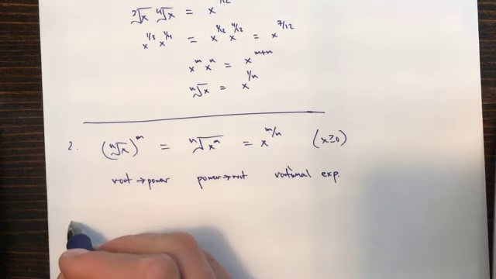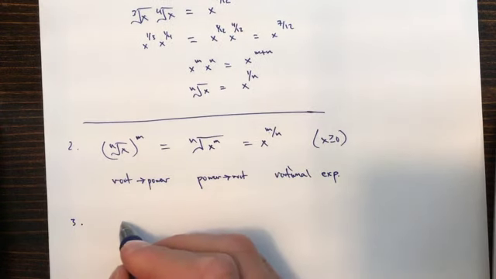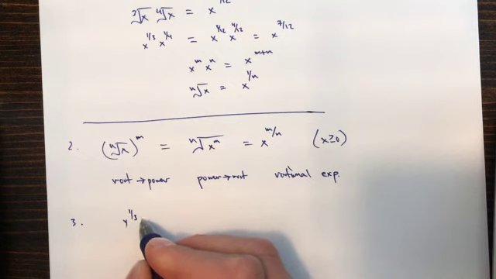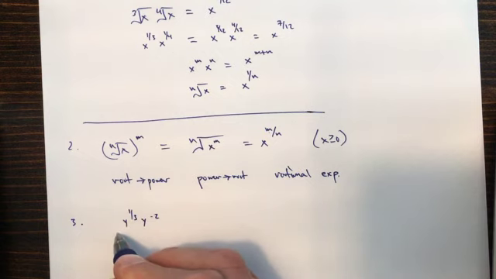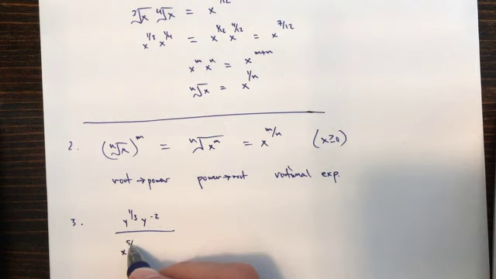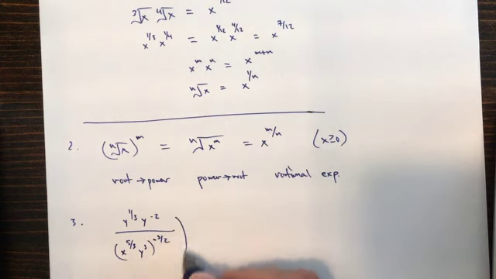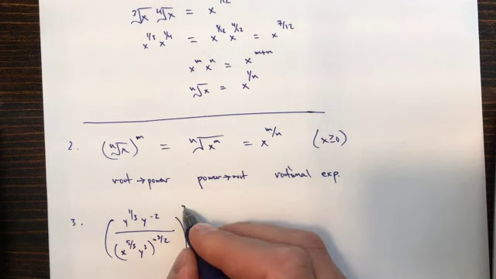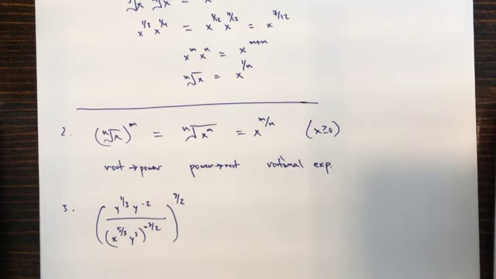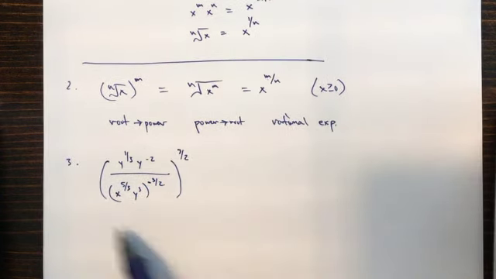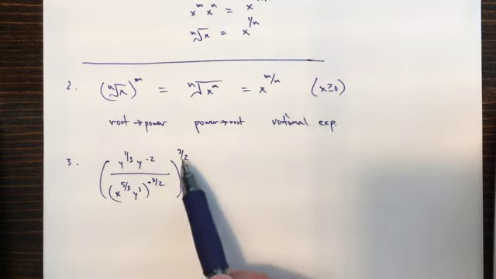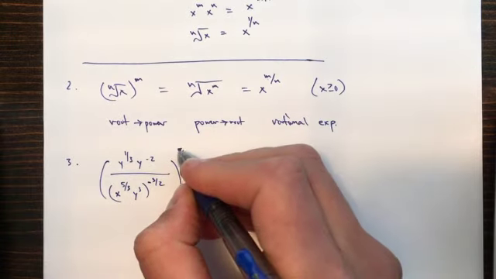Number 3 asks you to simplify a nasty one: y to the 1/3, y to the -2, all divided by x to the 5/3, y cubed, all to the -3/2, all to the 3/2 power. So a few ways to do this. I'm going to try and simplify the stuff in the parentheses first and then apply it to the 3/2 power.